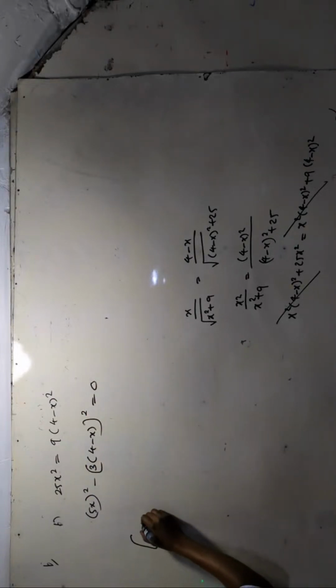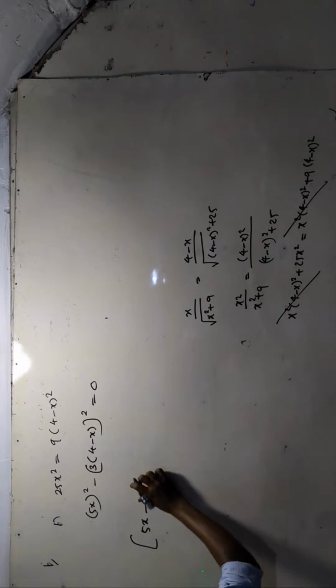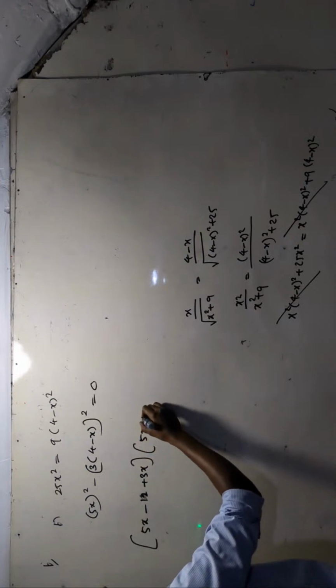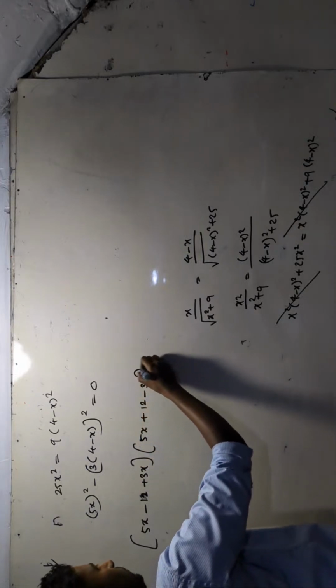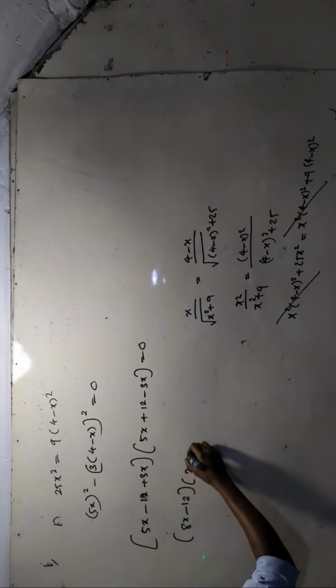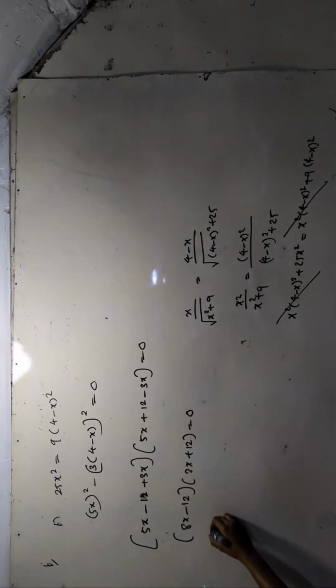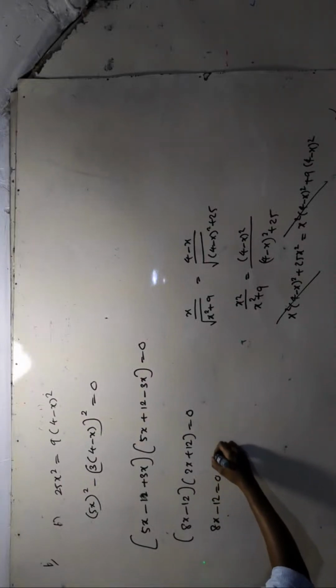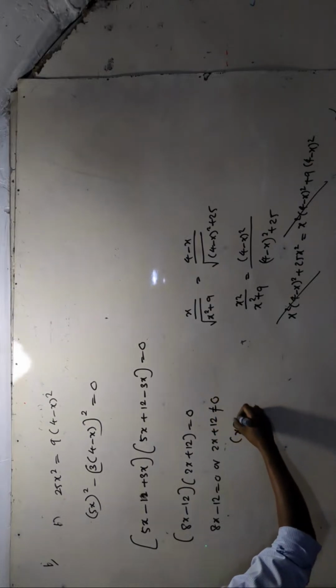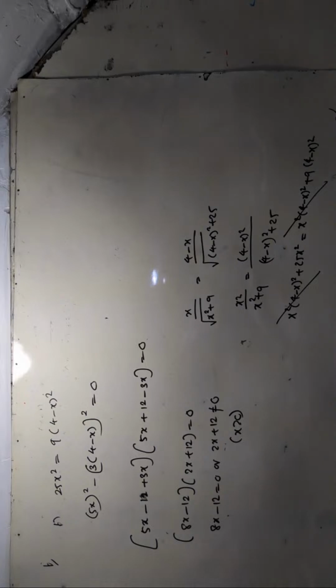You can factorize it: (5x minus 12 plus 3x) into (5x plus 12 minus 3x) is equal to 0. So 8x minus 12, and the next one is 2x plus 12, is equal to 0. So we got two values: 8x minus 12 is equal to 0, or 2x plus 12 is equal to 0. Now we know that the second can't be true. What is the reason? Because x should be greater than 0, we can't take a negative value. So 8x is equal to 12. When you divide by 4, we get 3 by 2. So we can get the answer, 3 by 2.